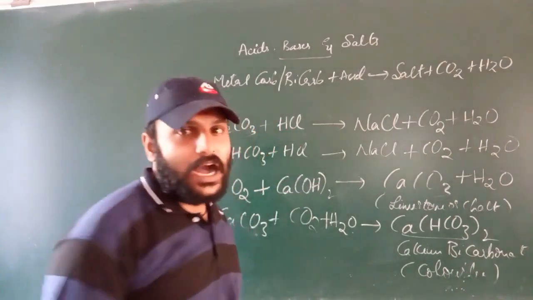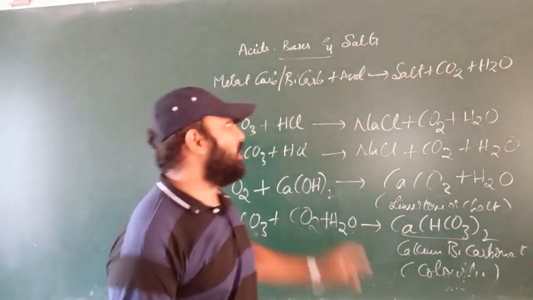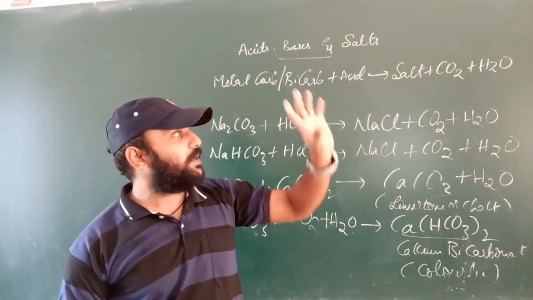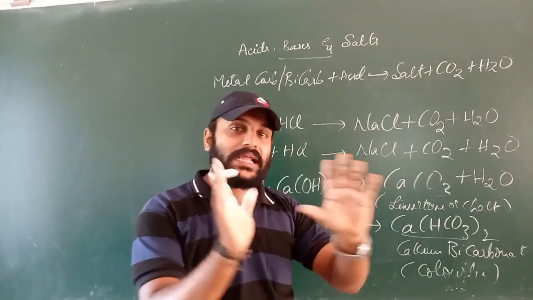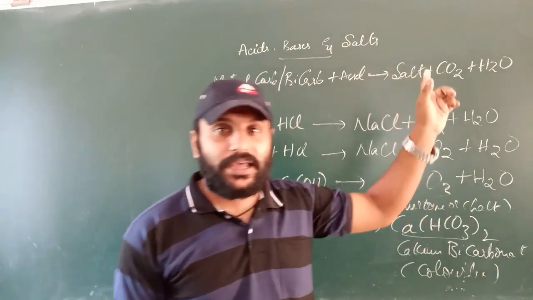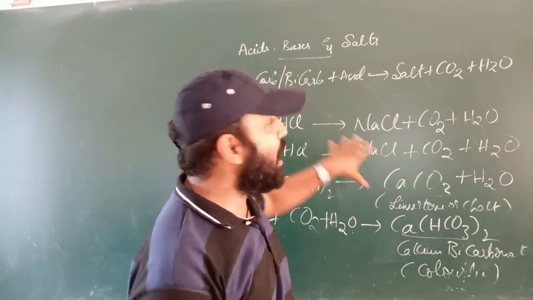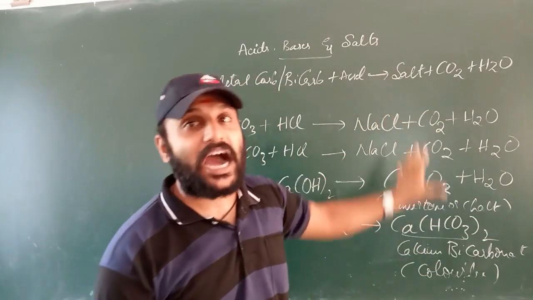When metal carbonate or metal bicarbonate reacts with acid, we will get what? Salt plus carbon dioxide gas plus water. When metal reacts with acid or base, what do you get there? Hydrogen gas. Same thing here: when metal carbonate or metal bicarbonate reacts with acid, we will get carbon dioxide gas.